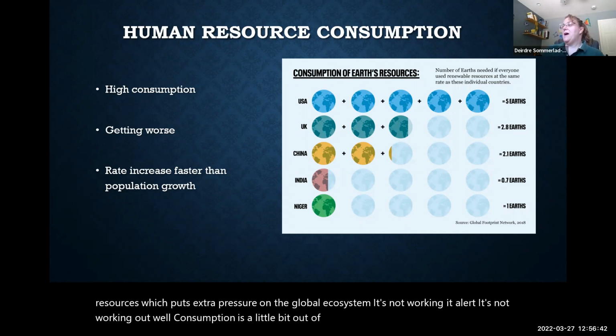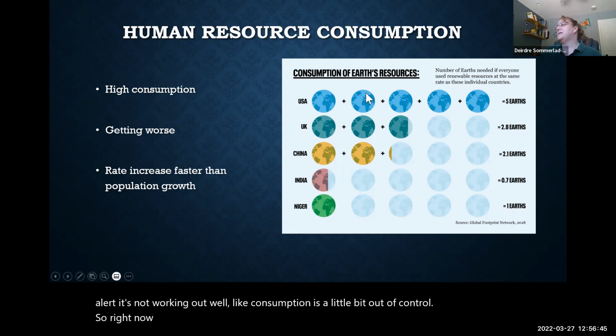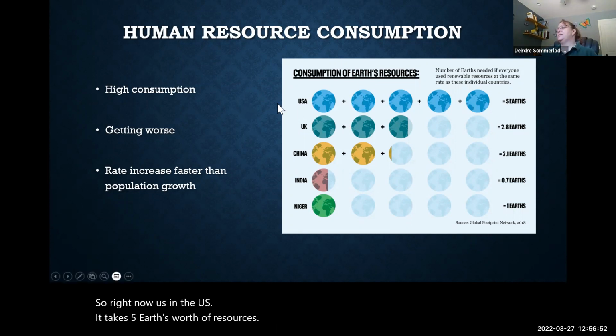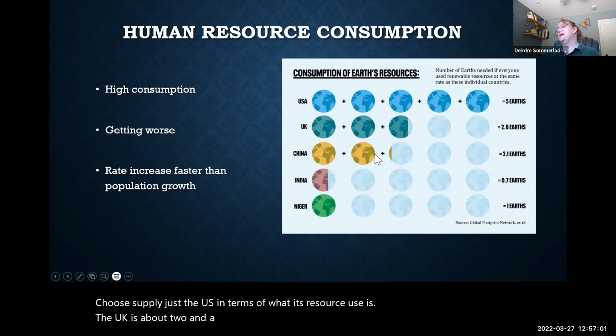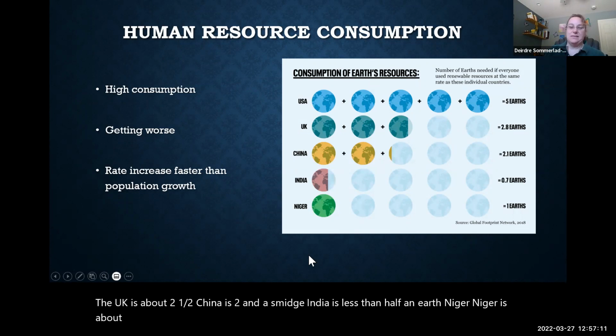So right now, in the US, it takes 5 Earths worth of resources to supply just the US in terms of its resource use. The UK is about 2.5. China is 2 and a smidge. India is less than half an Earth. Niger is about an Earth. We can't sustain this. We don't have this many Earths. We got one. That's it.